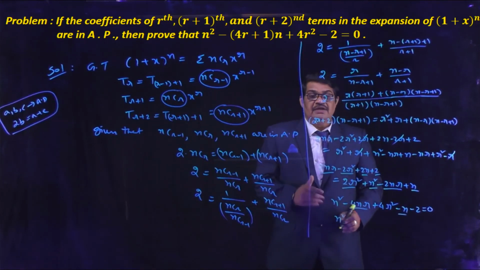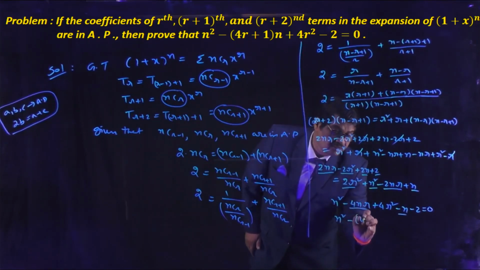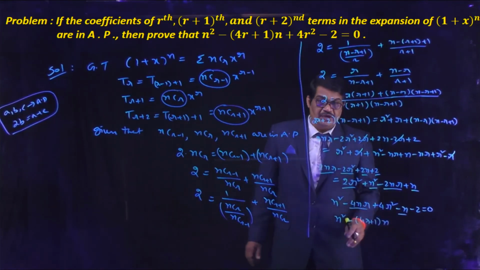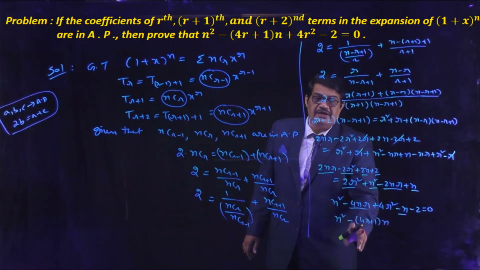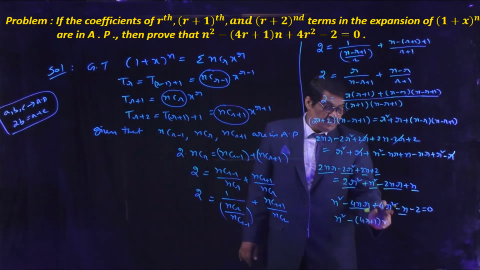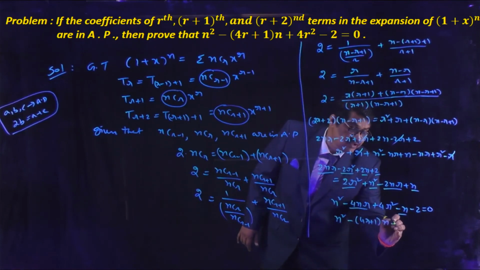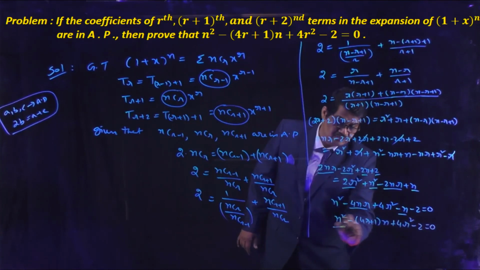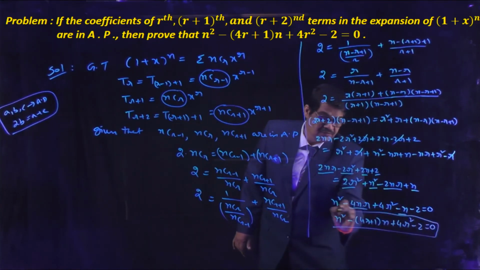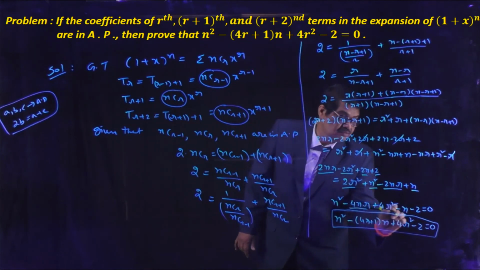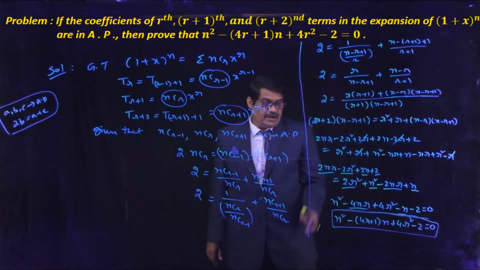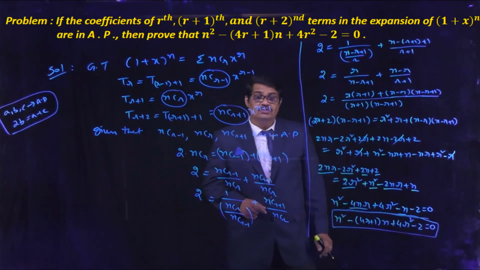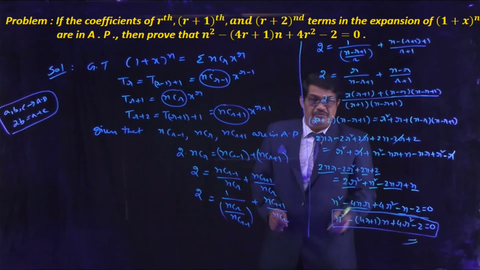So minus n is common, then we are getting (4r plus 1) into n. From these two, minus n is common, then we are getting 4r plus 1. Then the remaining terms are 4r square, and minus 2. So this is the required result: n square minus (4r plus 1) into n plus 4r square minus 2 is equal to 0. This is our required result.